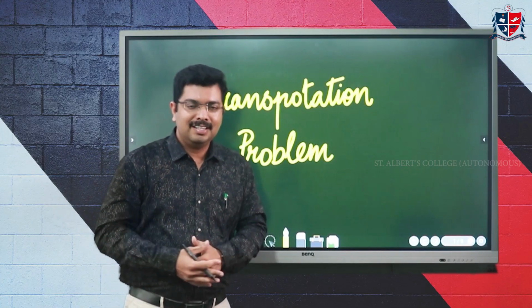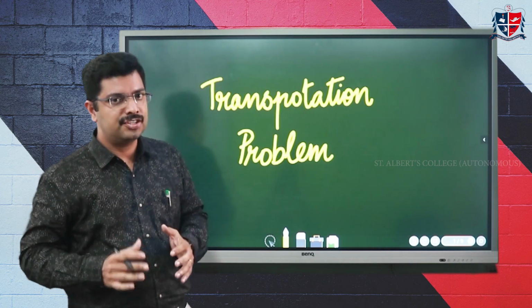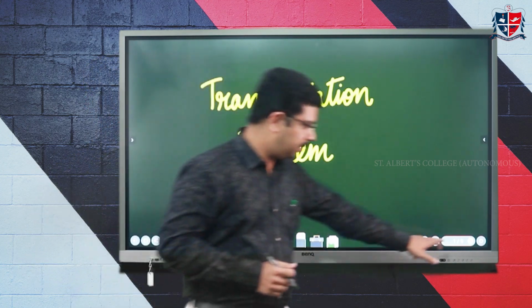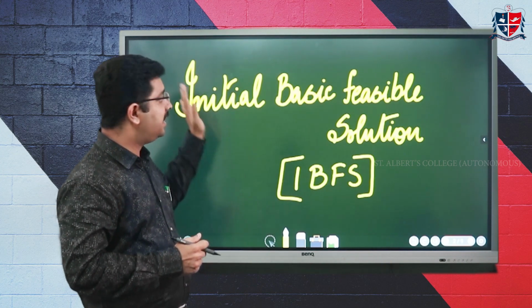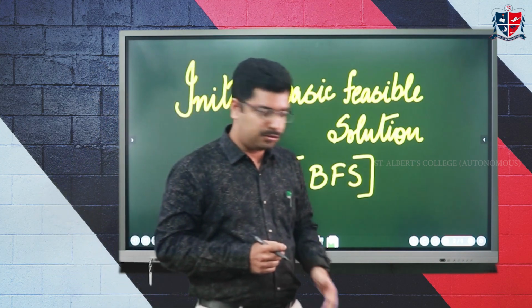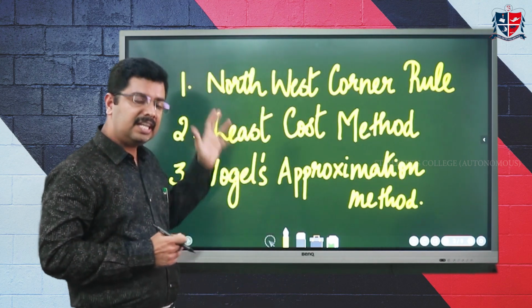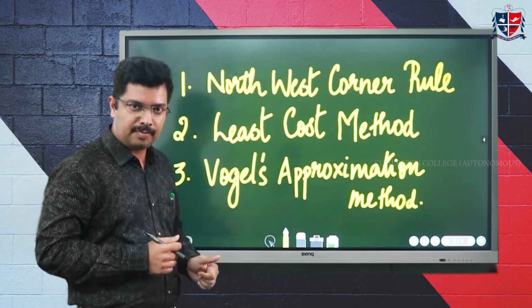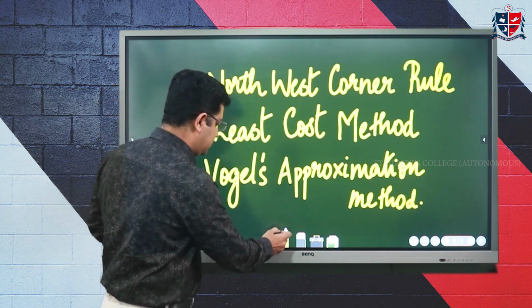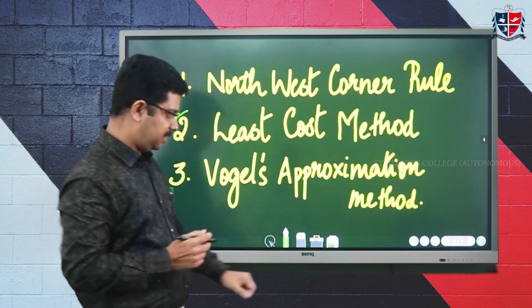Hello everyone, good morning. In today's session, we are going to deal with the operations research transportation problem. In the transportation problem, we are going to deal with the initial basic feasible solution of optimization. And we know that there are three different methods: Northwest, least cost and Vogel's approximation method. We are going to focus on the second one, that is the least cost method.